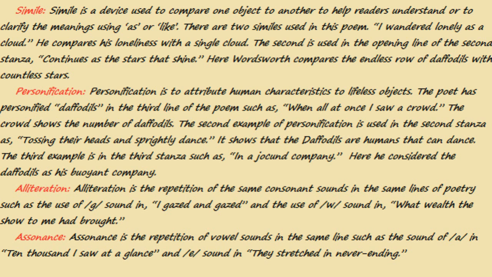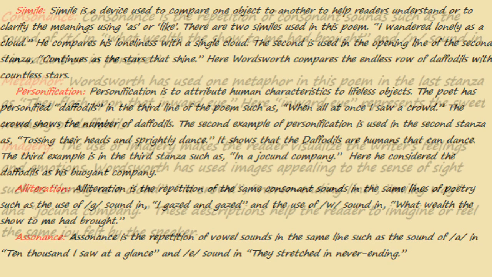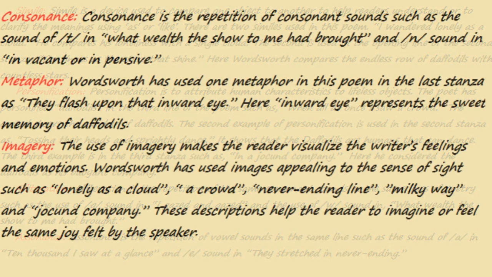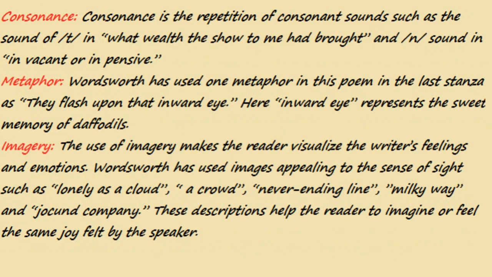The next literary device is consonance. Consonance is a repetition of consonant sounds, such as the sound of t in "what" and "wealth. The show to me had brought." And consonance, the difference between consonance and alliteration, is the fact that these sounds can be repeated either at the end or at the middle, right?